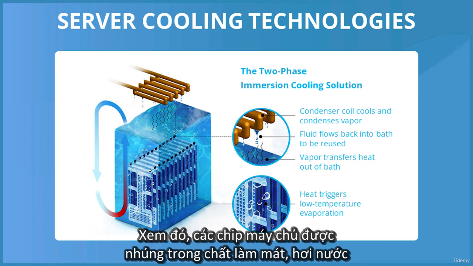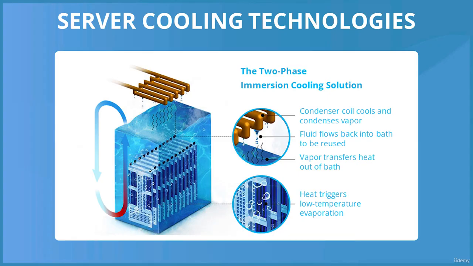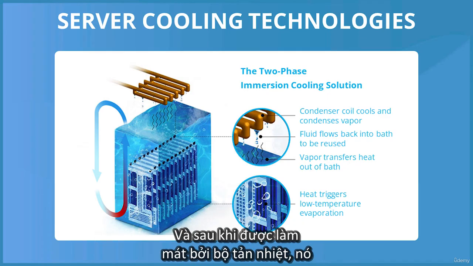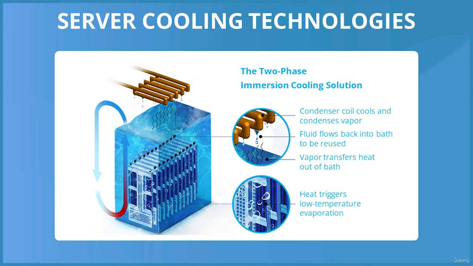See, the server chips are immersed in coolant liquid, and steam is created when the liquid coolant and the condenser carry heat away from the chip. The steam will circulate with the coolant to take away the heat according to a certain circuit, and after cooling by the heatsink, it will become liquid and merge into the coolant.